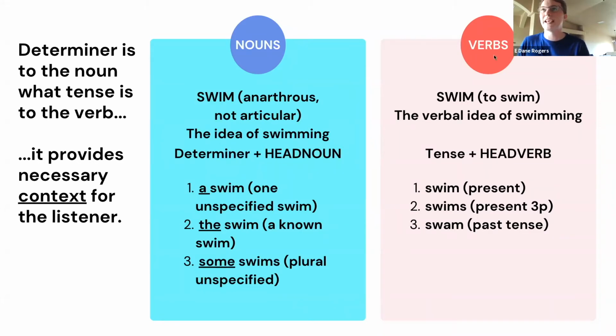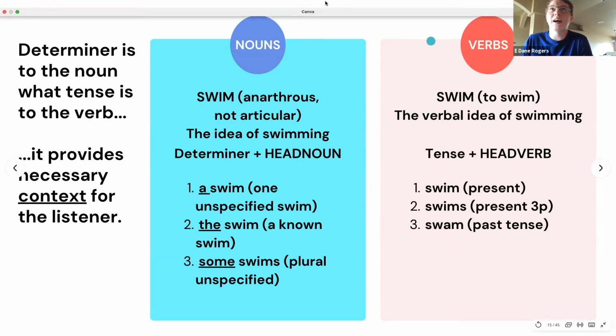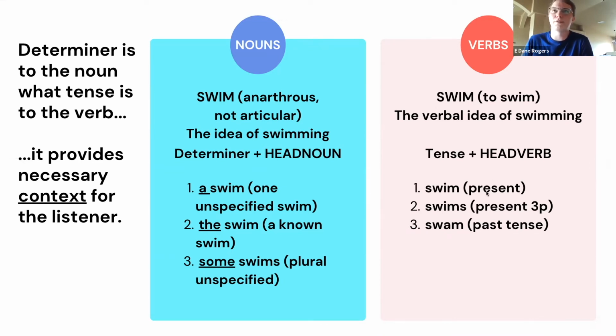And you can see that's the same thing with verbs that just swim. It's called a base verb. It's just the verbal idea of swimming. It doesn't actually have any content. However, when I make it present tense, well, now I have some sort of a context for this swim. I know when it happens. If I make it present tense third person, I even know how many people are doing it. It's just one person doing it. If I say swam, that's in past tense. Now I know that it is completed action. So these determiners and tense give us context.